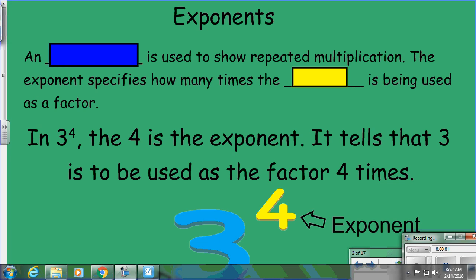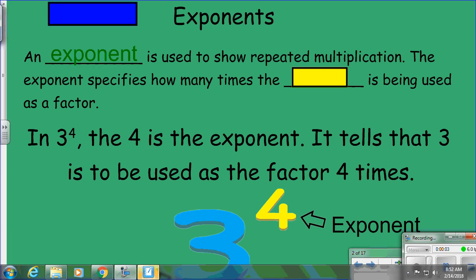So an exponent is used to show repeated multiplication. And the exponent specifies how many times the base is being used as a factor. Lots of vocabulary here: base, factor, exponent. But the real gist of this is that an exponent shows repeated multiplication. So you'll be doing a lot of multiplying today.